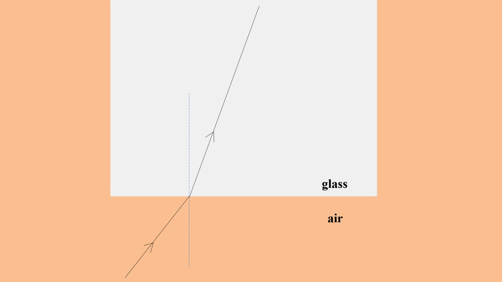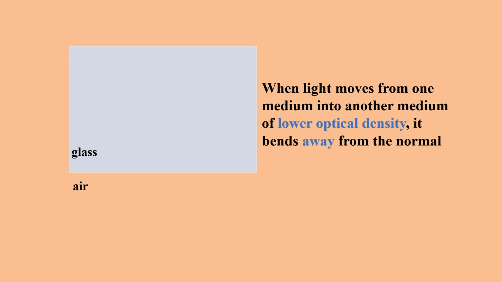The second case to consider is when light moves from one medium into another medium of lower optical density. In this case, it will bend away from the normal. As an example, we can consider a ray of light moving from glass into air, which is of lower optical density. Again, at the boundary between the two media, we draw a normal line, and instead of moving in a straight line, the light will move away from the normal.